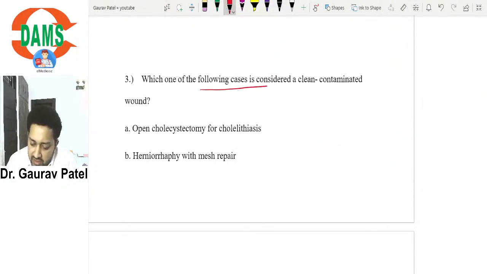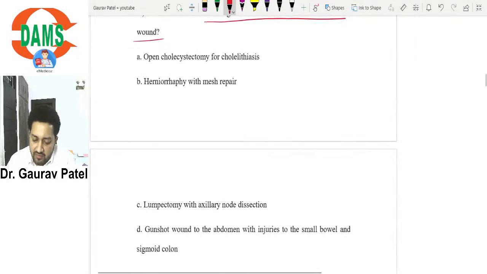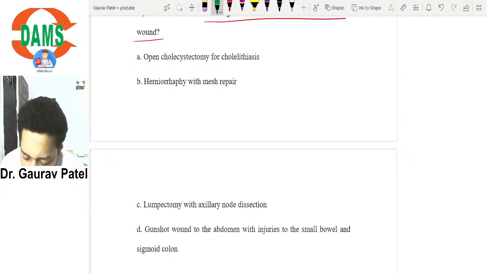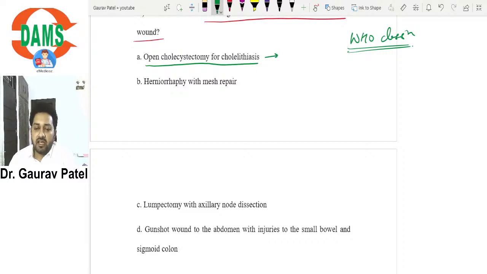Which one of the following cases is considered a clean contaminated wound? So there are 4 options. I want you to tell me what are these wounds. Open cholecystectomy for cholelithiasis. Tell me, as per the WHO classification for the surgical wounds, this comes under which? Tell me, you can write as A is what, B is what, C is what, and D is what. Open cholecystectomy for cholelithiasis. Okay, there are clean, contaminated, and dirty. 4 types. So tell me, what is this?